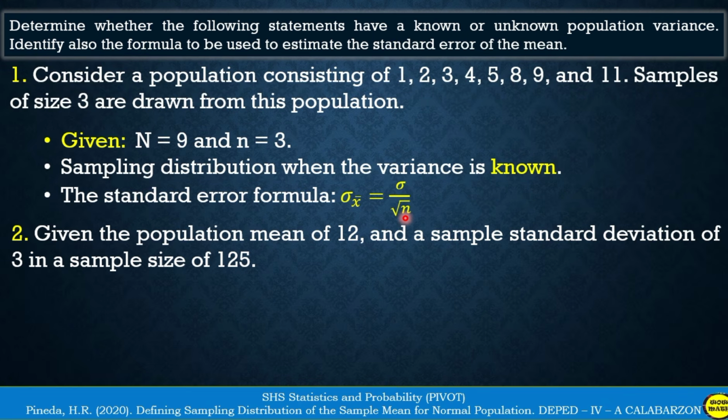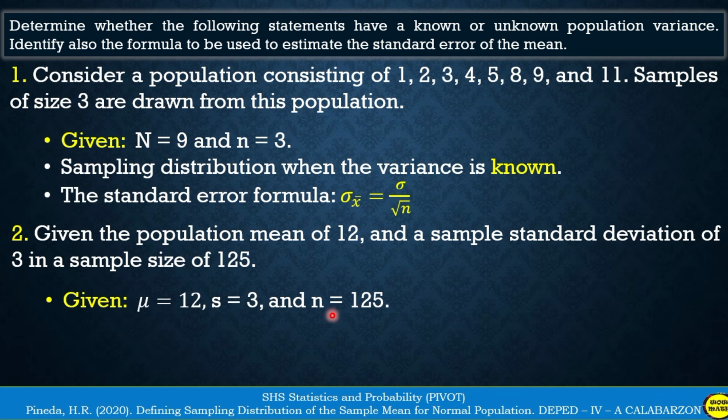Number 2, given the population mean of 12 and a sample standard deviation of 3 in a sample size of 125. So, first, kailangan natin i-identify yung given. Okay, so yung population mean natin is 12, the sample standard deviation is 3, and the sample size is 125. What do you think, class?